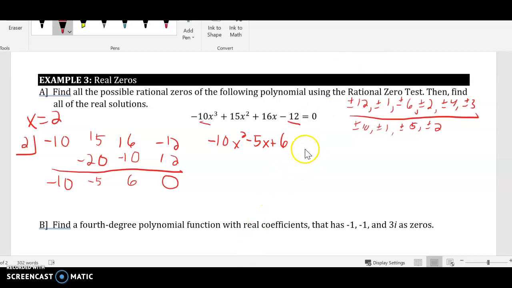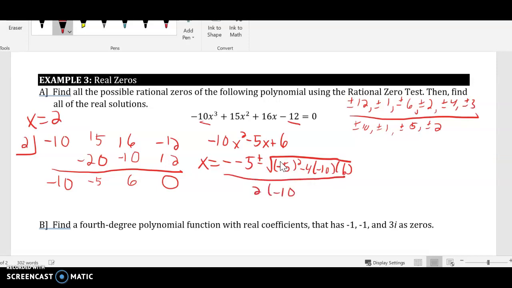I'm going to use my quadratic formula to try to solve this. So I got negative negative 5 plus or minus the square root of negative 5 squared minus 4 times a, negative 10 times c, 6. And then that's all over 2 times negative 10. And then it's time to simplify. So I should have a 5 plus or minus the square root of.